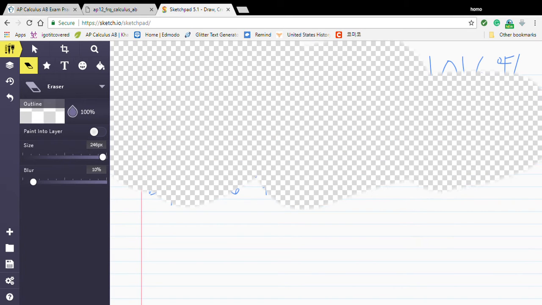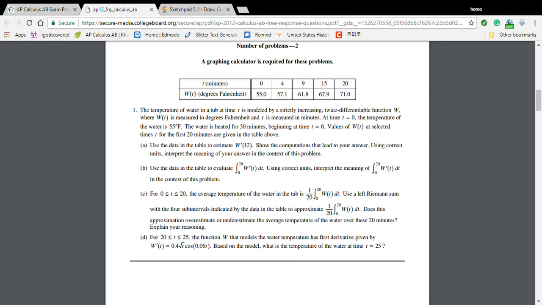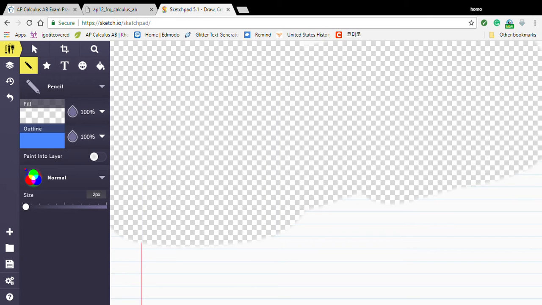Let's erase this and look at B. B says use the data in the table to evaluate this integral and then, using correct units, interpret the meaning of this. So we have to evaluate the integral from 0 to 20 of W prime of t dt.